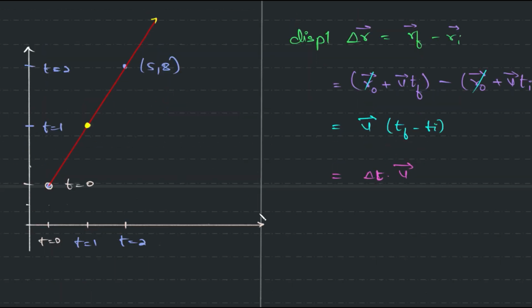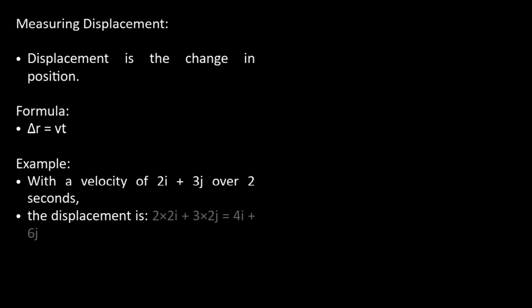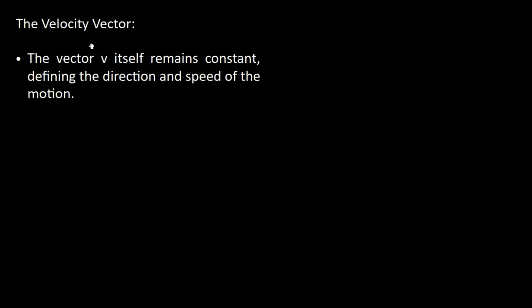So for this particular example, displacement is 4 units along the x-axis and 6 units along the y-axis. And that will be your answer. Anything else? Velocity vector. Velocity is constant over here, so there's no per se any further discussion.